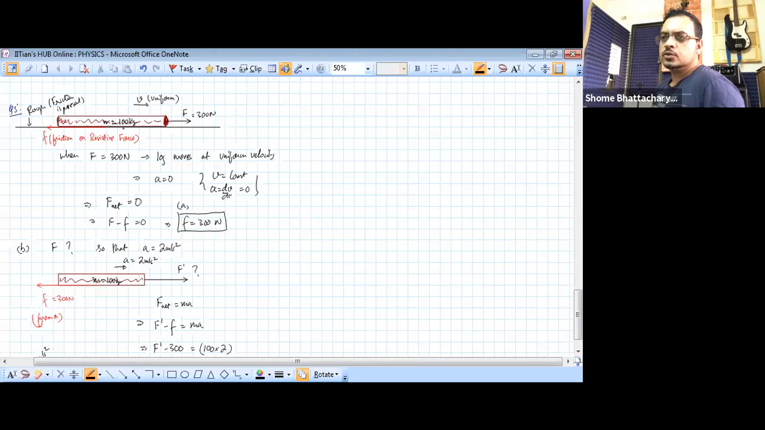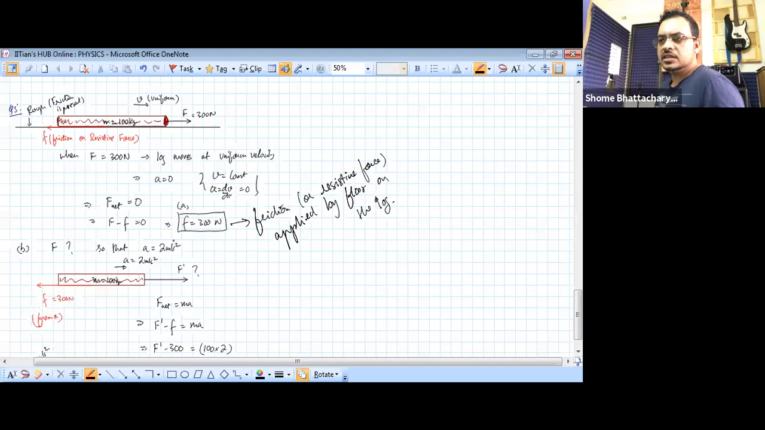Understood? So to keep it moving at a constant velocity also we have to apply some force, and that is given to us in the question as data, that is 300 newtons. It's given that when the force we are applying is 300 newtons horizontally, it moves at a uniform velocity. So that gives us the information that the resistive force or the friction that the ground is applying must be 300 newtons. This is the friction or resistive force applied by the floor on the log. As you are dragging it along, it's applying a friction.